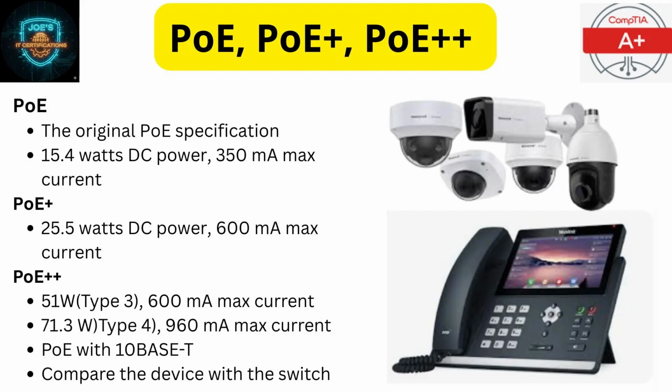The one that is simply PoE is the original PoE specification that provides 15.4 watts of DC power over a maximum current of 350 milliamps. That original specification was great for powering things like phones and other smaller devices, but we quickly found that we needed a bit more power for our remote devices. That's why we created PoE Plus. That's 25.5 watts of DC power with a maximum current of 600 milliamps.